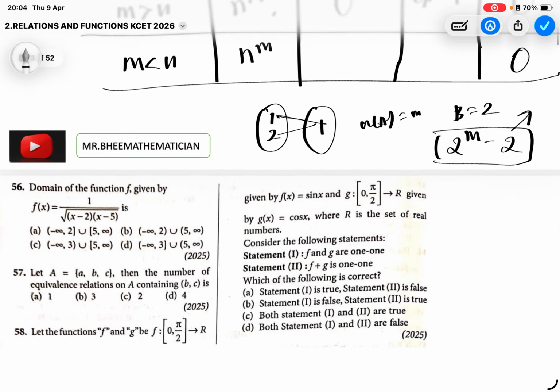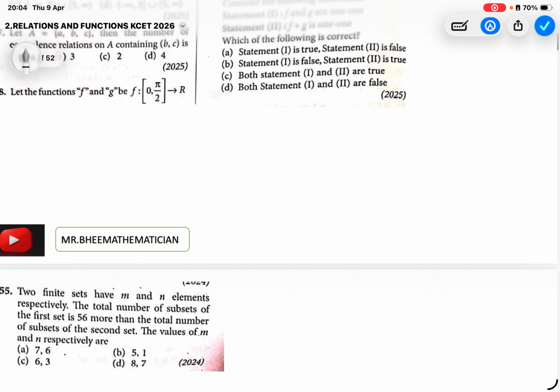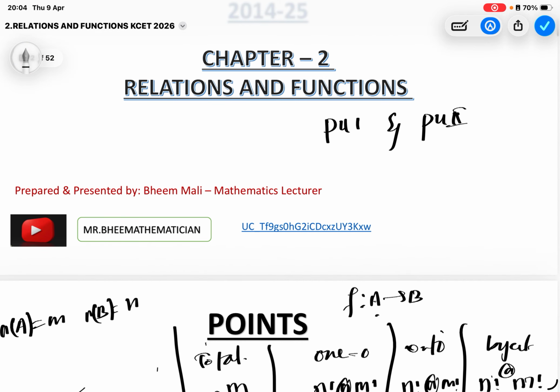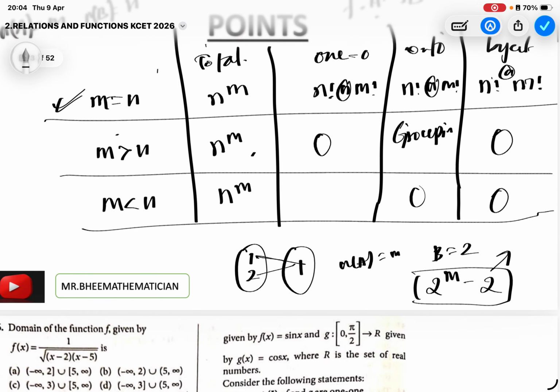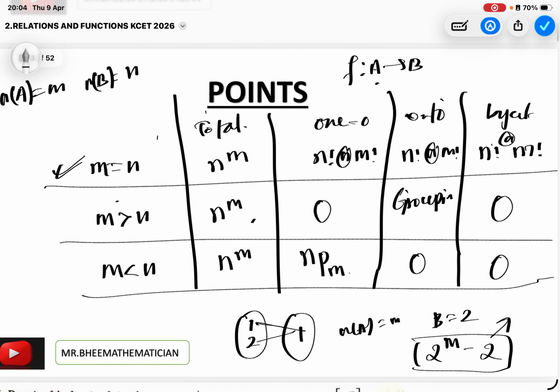If m is less than n, it means the first set is smaller than the second set, for example 1 to 2. Here onto is not possible because an element is remaining in the set, range is not equal to codomain. And what about one-one? You have to remember the nPm formula. You should remember this box, then you can answer any question on the number of one-one, onto or total functions.